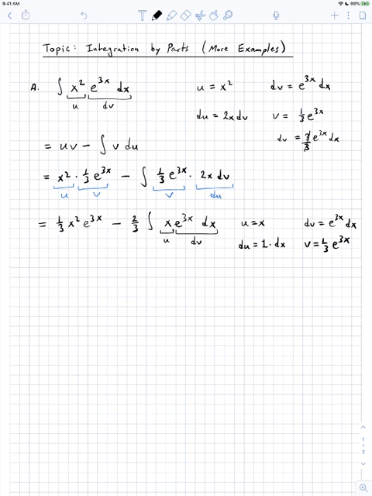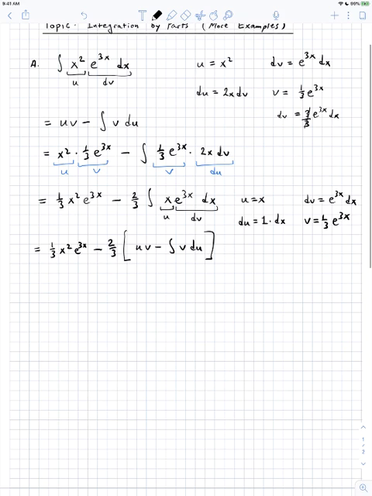Now we want to use our formula again, but we have to be a little bit careful. So we leave the 1/3 x squared e to the 3x alone. Then it's minus 2/3 times this integral. We're going to use integration by parts to evaluate this integral, but you must always keep in mind that whatever the result of that integral is, you have to multiply all of that by a negative 2/3. So this is going to be negative 2/3 times, so I put a bracket here. Then it's going to be uv minus the integral of v du, like so. But make sure all of this expression is inside the bracket, because you have to multiply the whole thing by that negative 2/3.